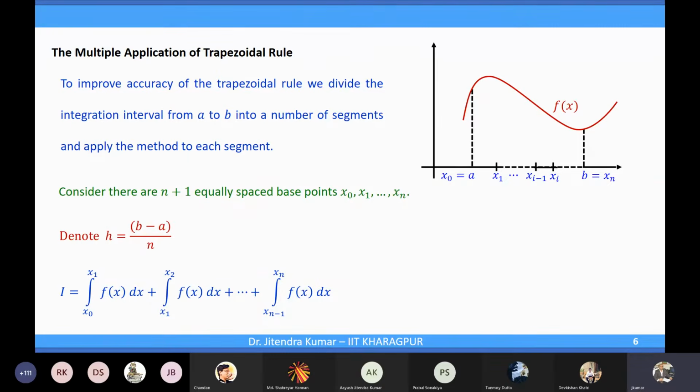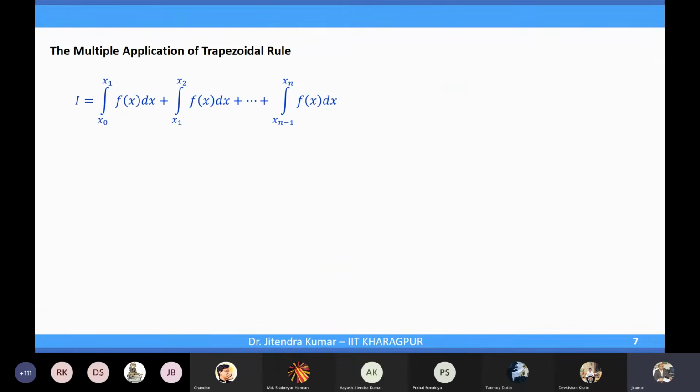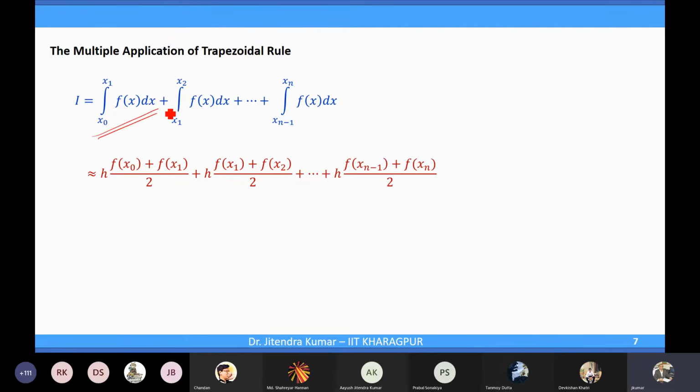That means your integral I we have divided into several parts: x0 to x1, x1 to x2, x(n-1) to xn, and so on. And in each interval now we will apply the trapezoidal rule. So the first integral is (f(x0) + f(x1))/2 multiplied by h. Then in the second case, (f(x1) + f(x2))/2 times h, and so on. You continue with this, and the last integral will be from x(n-1) to xn, (f(x(n-1)) + f(xn))/2 times h.